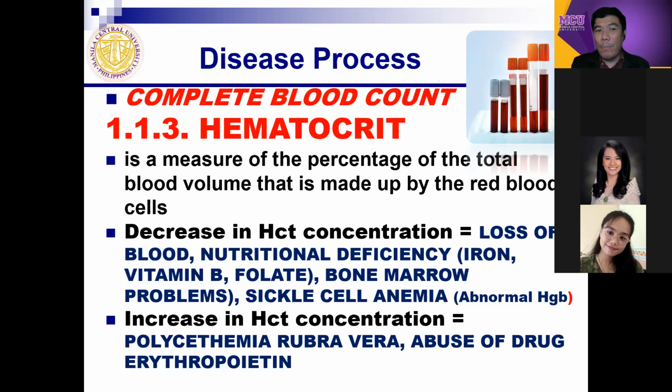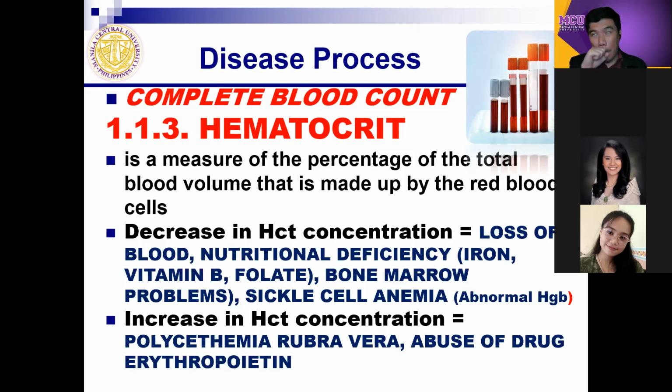So as what we have mentioned in the decrease in hematocrit, the loss of blood could have the decrease in hematocrit. Nutritional deficiency, iron, folate, vitamin B can lead to decreased hematocrit. Bone marrow problems, because we all know the bone marrow produces the red blood cells specifically, and eventually they mature in the bloodstream. So any of these bone marrow and blood vessels pwedeng mag-lead into decreased hematocrit. So sickle cell anemia pag abnormal hemoglobin.